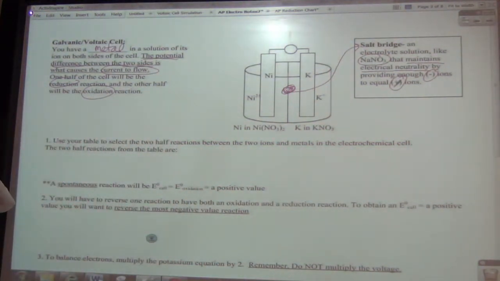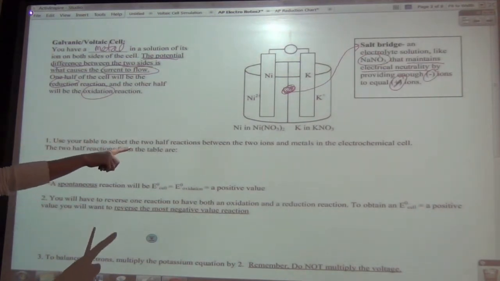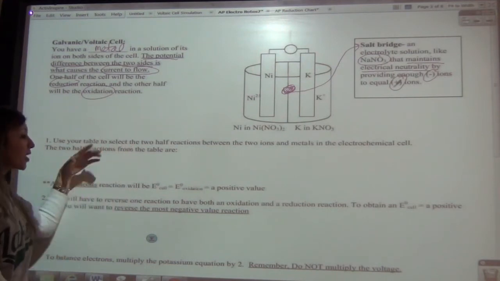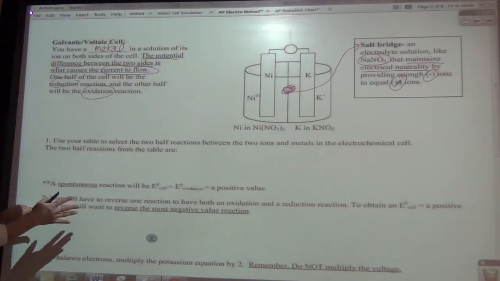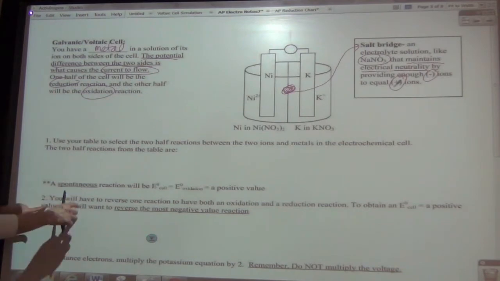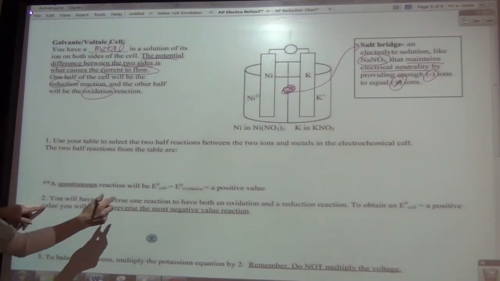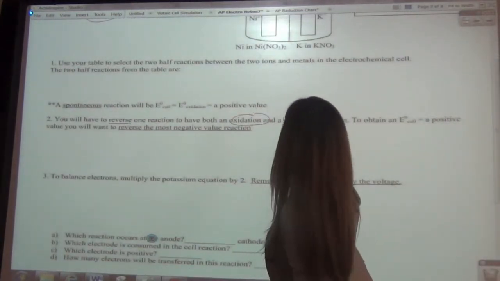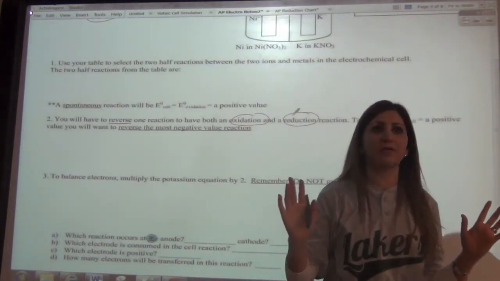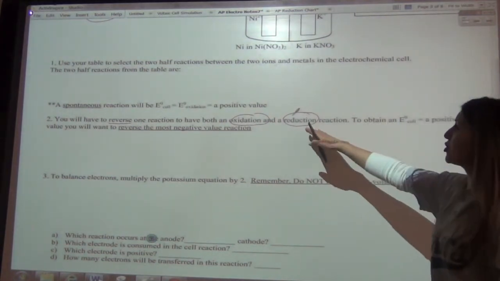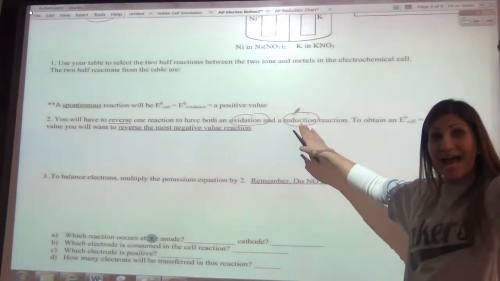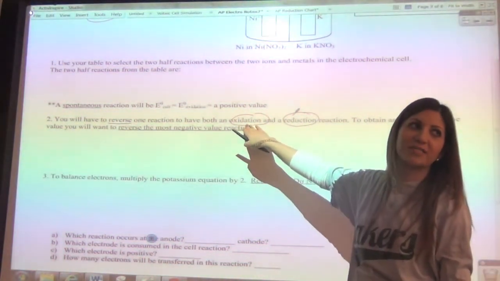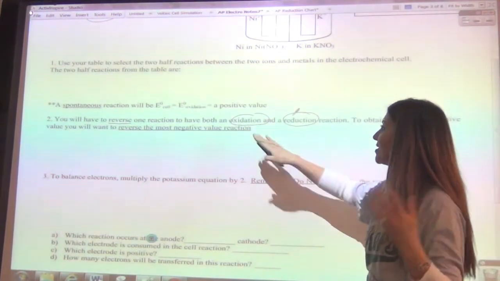It says, use your table to select the two half reactions between the two ions and the metals in the electrochem cell. And so what are the two half reactions? Well, on the second step, we're going to merge the first and the second step into one. The second step says you're going to have to reverse one of the reactions so that you have an oxidation and a reduction. Let's just do it right in the beginning, okay? So we're going to try to choose the one that is going to be reduced, that's higher on the chart. The one that's lower on the chart, we're going to flip it and make that the oxidation, because you can't have two reductions, okay? One has to be an oxidation.